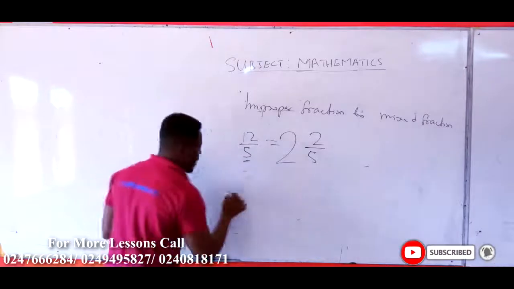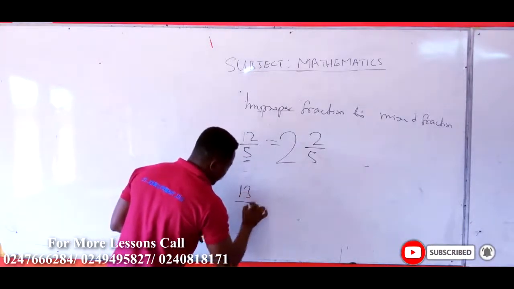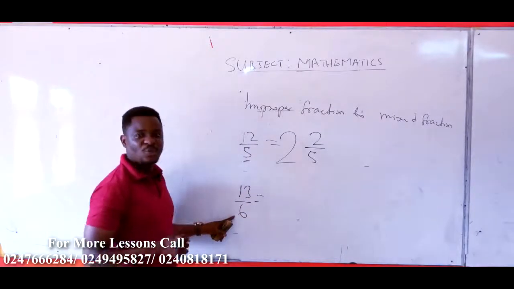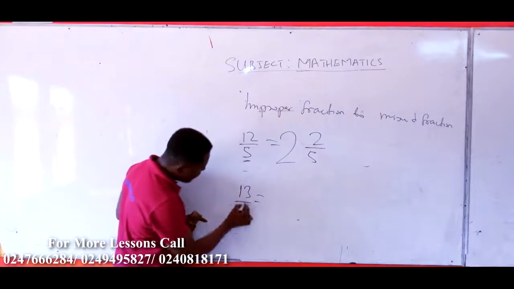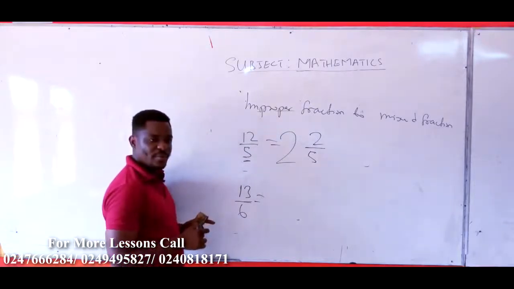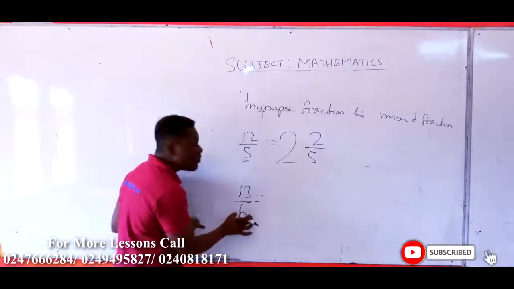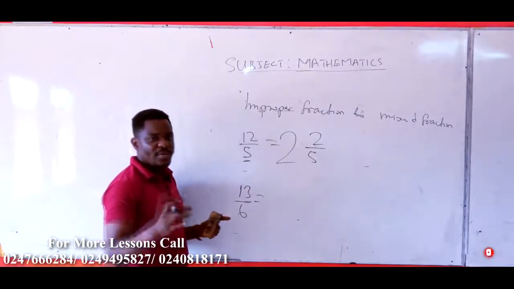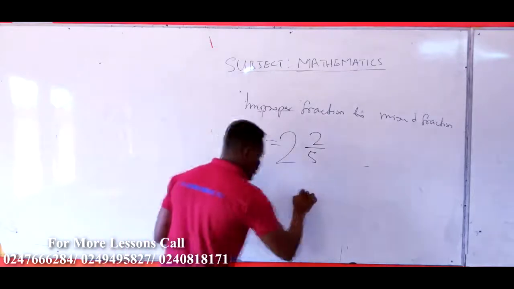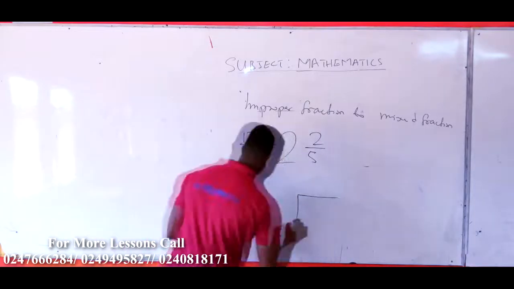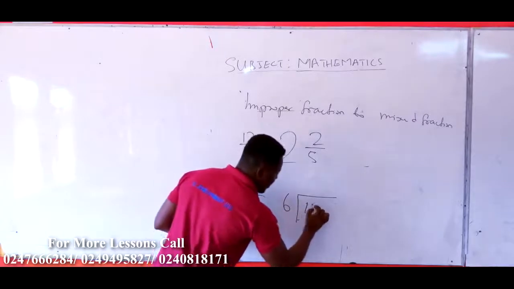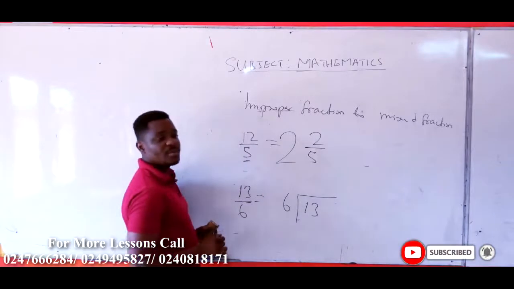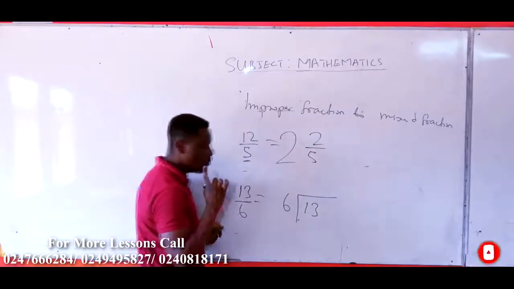Another example, I have 13 over 6. To convert this to mixed fraction, how do I do it? I am going to divide the numerator by the denominator. In this case, 6 people are going to share 13 oranges. We can use long division. So I put it here like this. I put the 6 here, I put the 13 here. We are using long division. Now, 6 goes into 13 how many times? Who can tell me? 2 times.